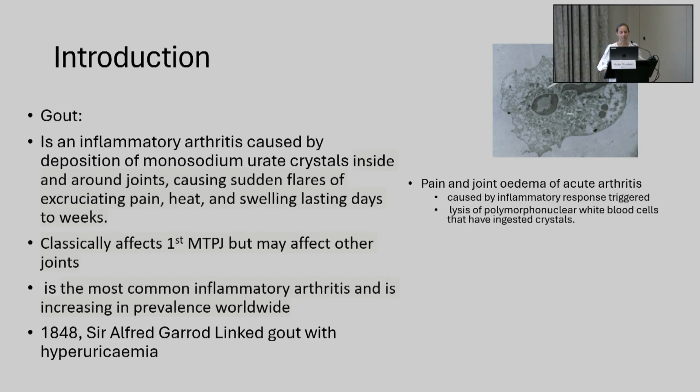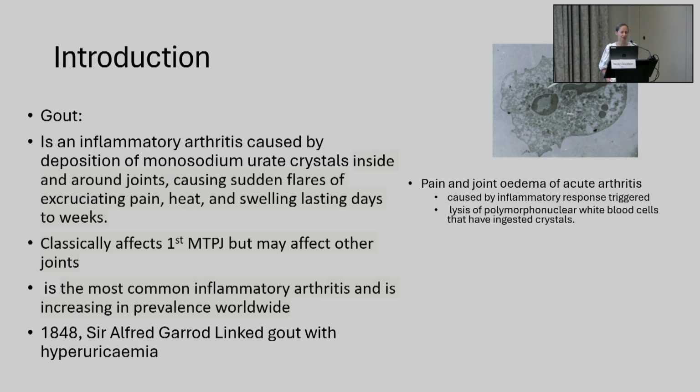So what is gout? It's an inflammatory arthritic condition. It's caused by deposition of monosodium urate crystals in the tissues, around the joints and in the joints and elsewhere. And it causes excruciating pain, heat and swelling, which can last for days or weeks. It classically affects the first MTP joint. Certainly with the first attacks, that's the most obvious joint that's affected. And that's largely because that's one of the joints we start to develop osteoarthritis in first. We walk on our feet.